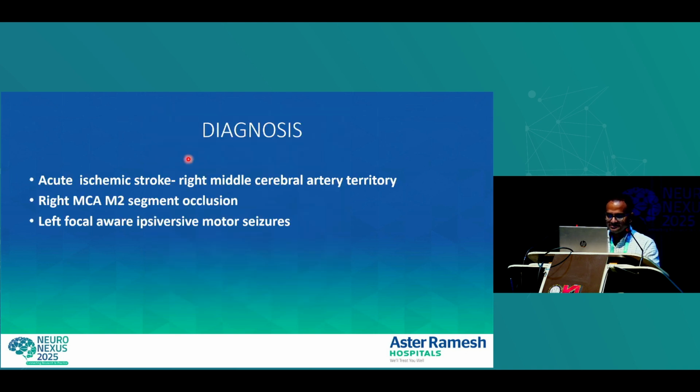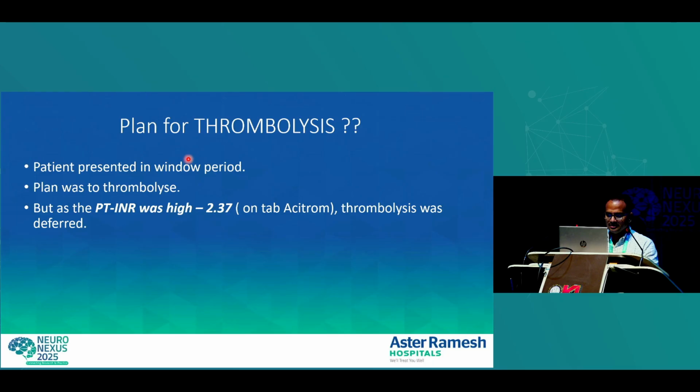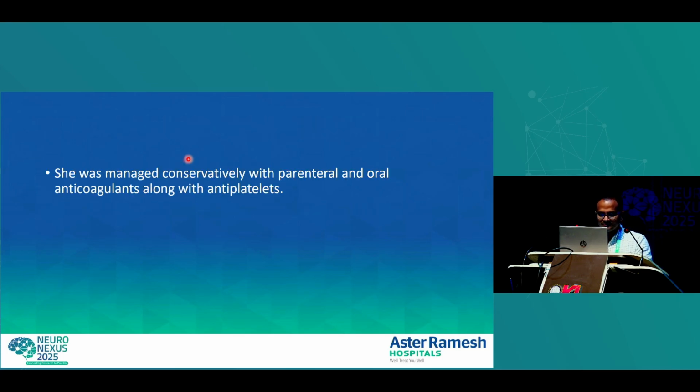The diagnosis was acute ischemic stroke, right MCA territory, right MCA M2 segment occlusion, left focal aware ipsiversive motor seizures. Thrombolysis was not done in view of elevated PT-INR, as she was already on tablet acenocoumarol. She was managed conservatively with parenteral and oral anticoagulants along with antiplatelets. This is a case of medium vessel occlusion.